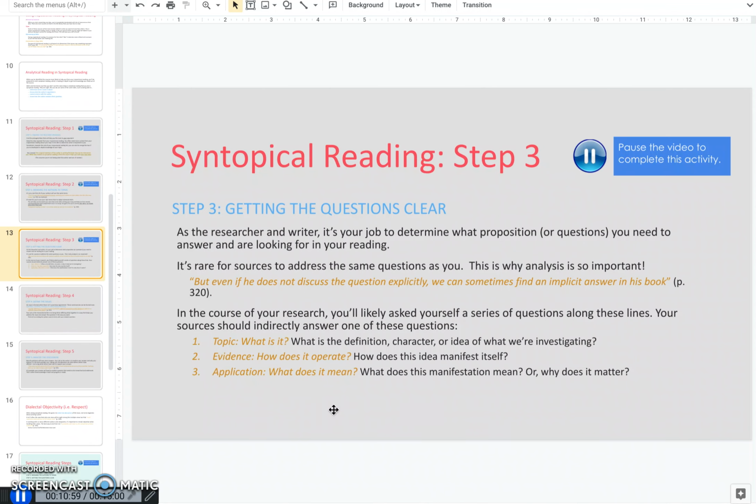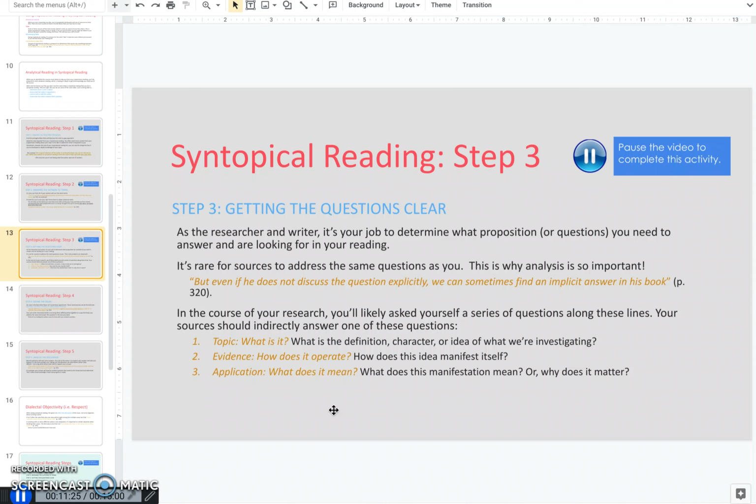All right, so for step 3, getting the questions clear. When you're doing a research paper, you have a question that you're trying to answer or a proposition that you're trying to prove. Right now, your proposition is that the conflict you've chosen is the central conflict in the Book of Ruth, and you're seeking to prove that your proposition is true.